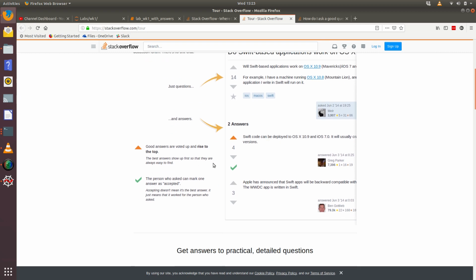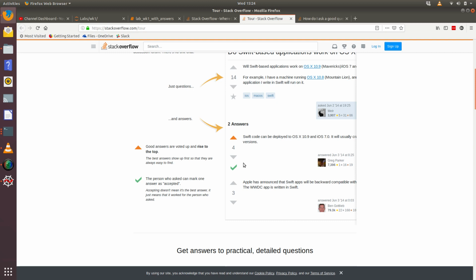And what Stack Overflow is saying is that good answers rise to the top. They do that because the community of developers vote on what they think is a good answer. And eventually, the person who posed the question will decide this is the best answer, and you'll get a green tick there. That would be the accepted answer.